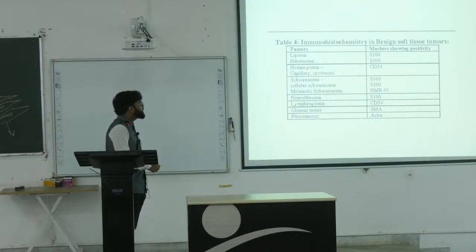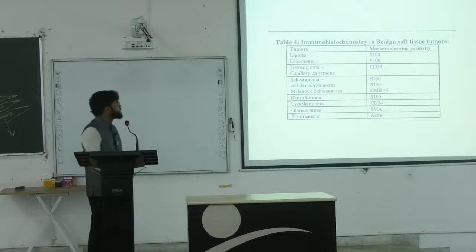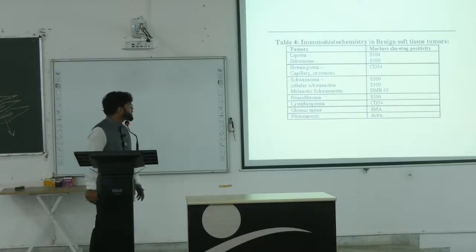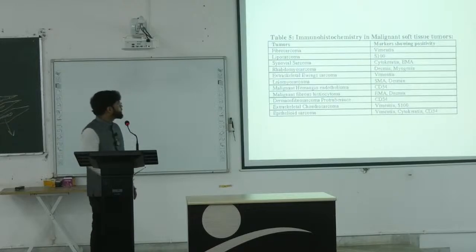These are all positive. When it is melanocytic in origin, it is positive for HMB45, etc. Neurofibroma, again neural origin, S100 positive. Glomus tumor, I am not going into that entity. Fibromatosis is positive for actin.